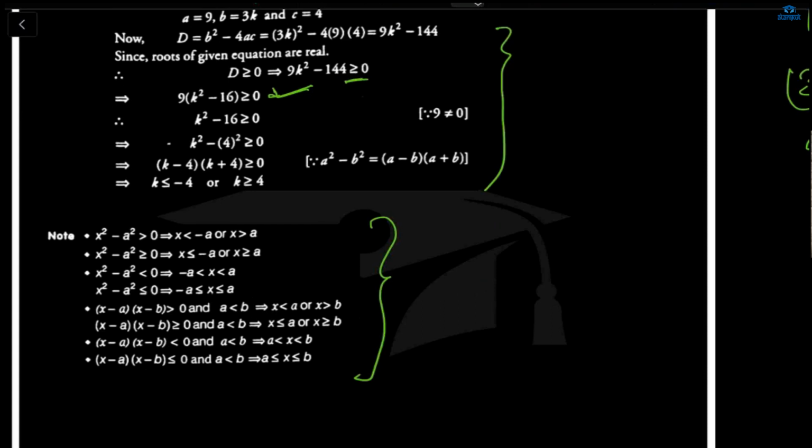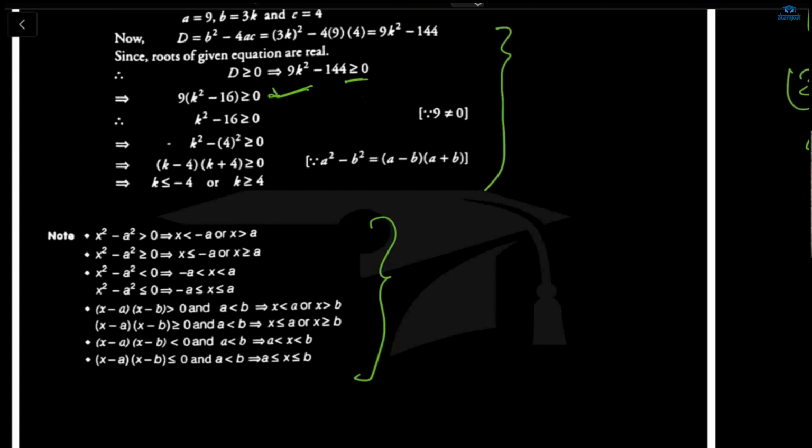If only real roots exist is given in the question, then you don't know whether b square minus 4ac will be equal to 0 or greater than 0. But if it is given that equal roots exist, then b square minus 4ac will be equal to 0. If it is given that distinct roots exist, then b square minus 4ac will be greater than 0. Okay, so remember this note.